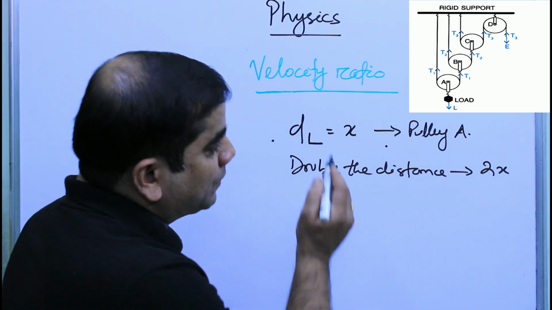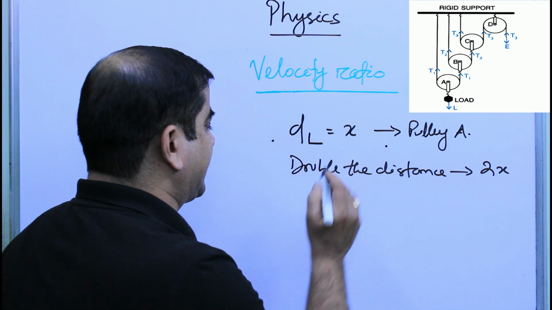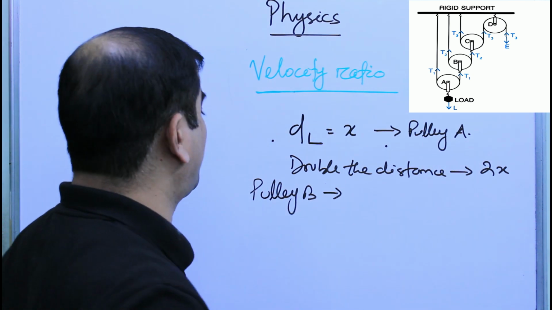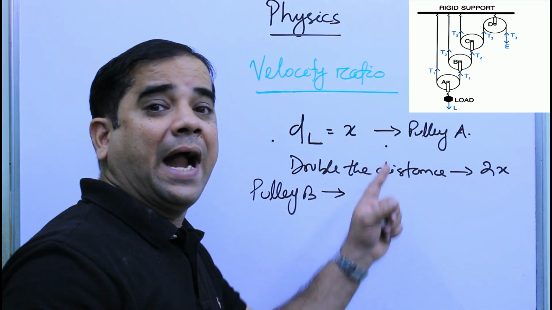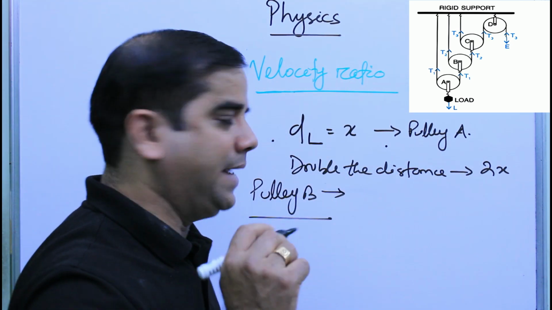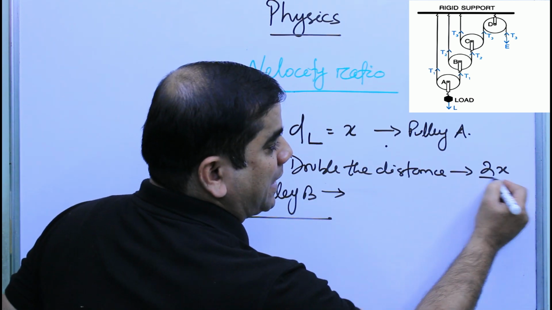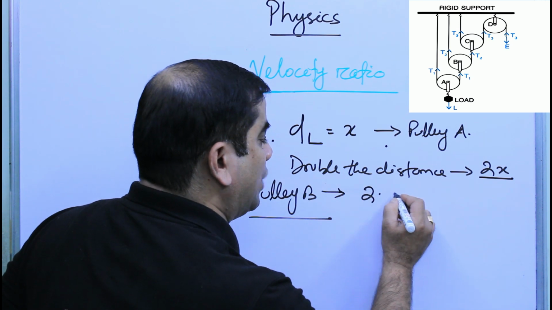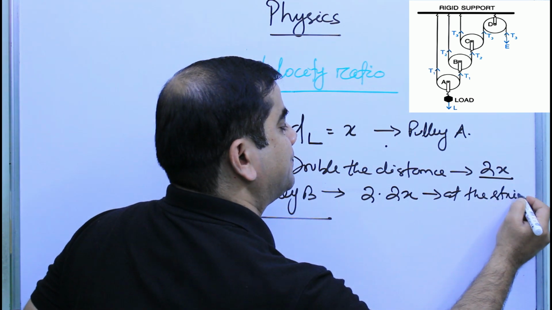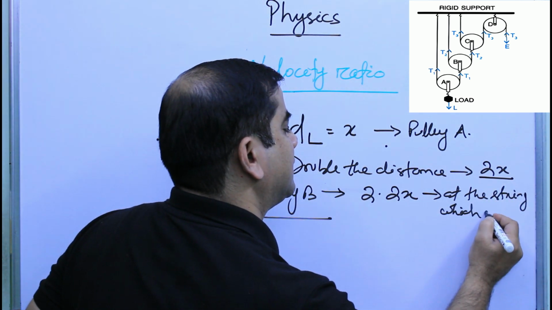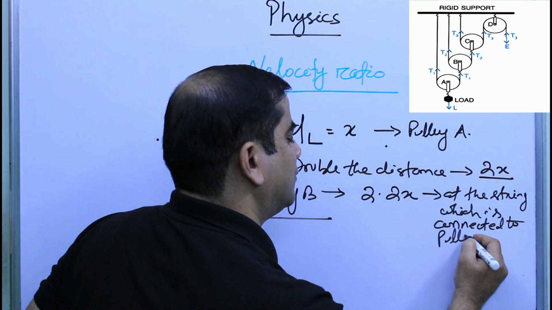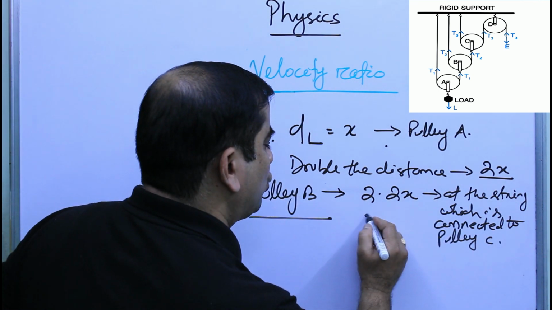So what is happening over here? The string that goes through pulley A is connected to pulley B. Where is it connected? It is connected to the axle of pulley B. So the string that goes through pulley B and is connected to pulley C has a displacement double the displacement of the axle of pulley B. That means here the displacement is doubled, that is 2 into 2x, at the string which is connected to pulley C. Okay. So what is it? 2 square x.